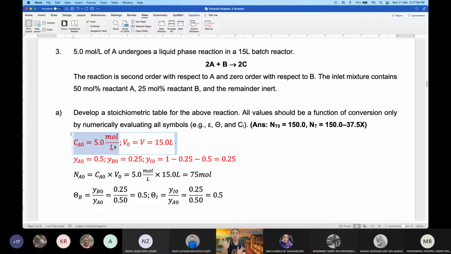Make sure kamu interpret the number dengan melihat unit tu dahulu. Tengok unit, interpret dimension, then baru kamu boleh interpret dia correctly. Okay, first thing, that's the first information. Second information, dia kata liquid phase.